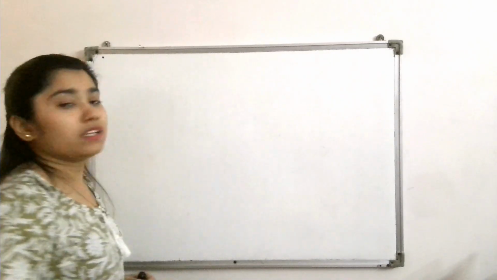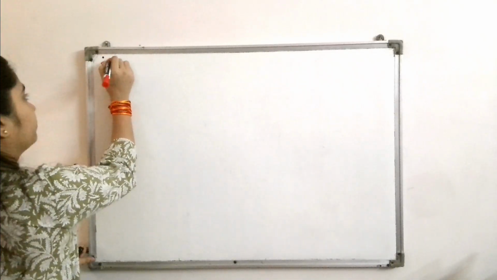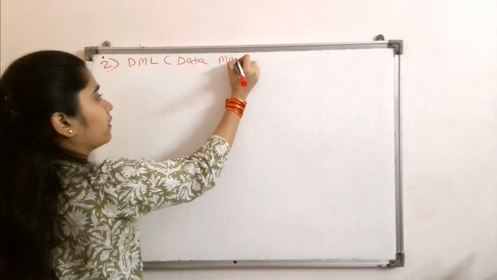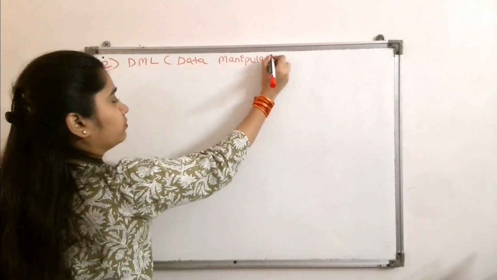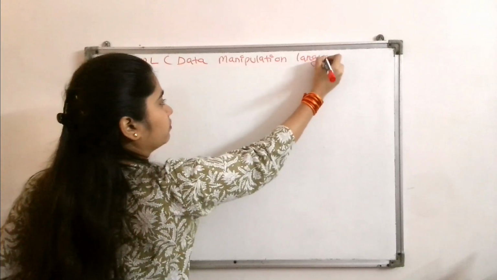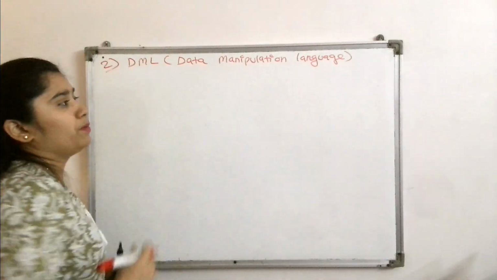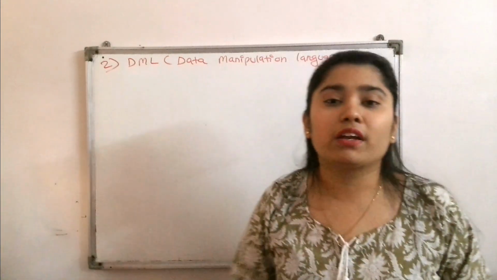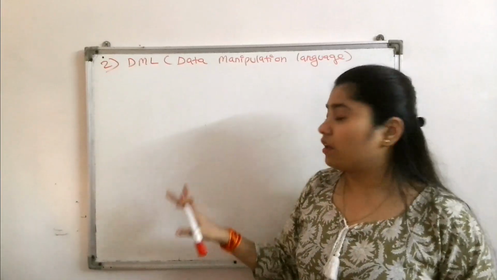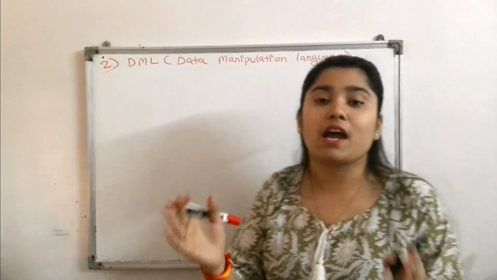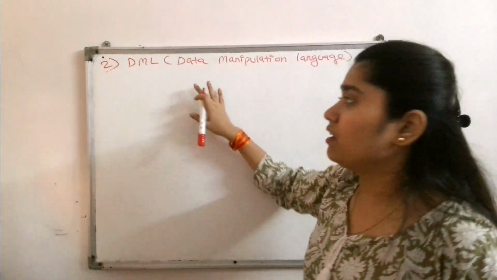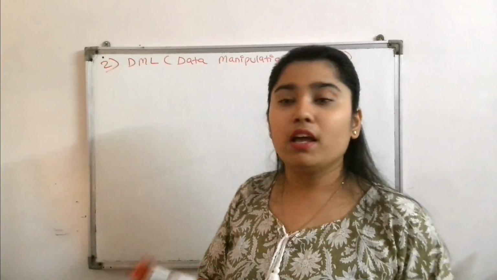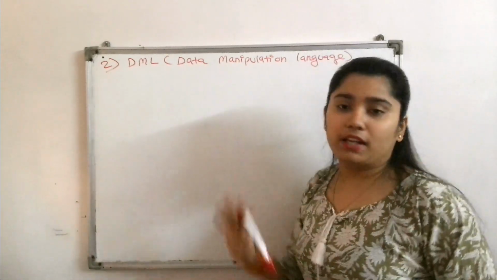So now let's begin with the second type, that is the DML, the Data Manipulation Language. As I have told you, this language is used when we want to work with the data stored. We have seen the DDL, which designs the structure. Now in the DML we will see that if we want to store data in the database, how we store that data. So while using those commands we will see the DML.